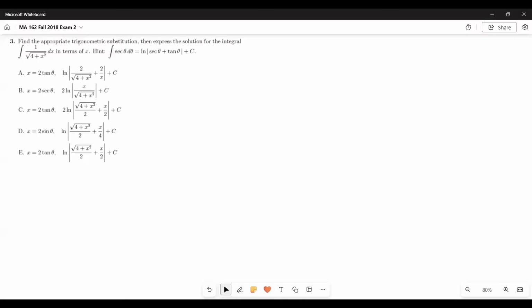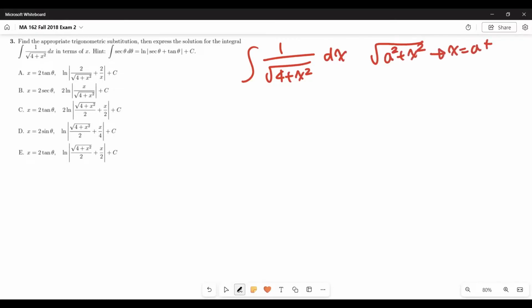Okay, this question has us find the appropriate trig substitution and express the integral of 1 over square root of 4 plus x squared dx in terms of theta. Okay, so the integral of 1 over square root of 4 plus x squared dx. And if you remember, for a squared plus x squared, you can write it as x equals a tangent theta. In our case, we have 4 plus x squared, meaning a squared is 4, so a is 2. So our x becomes 2 tangent theta.